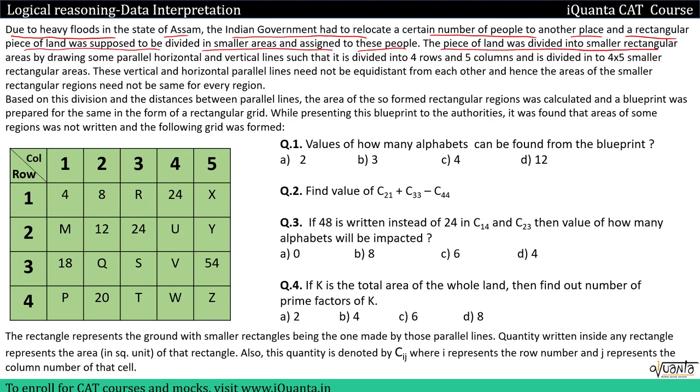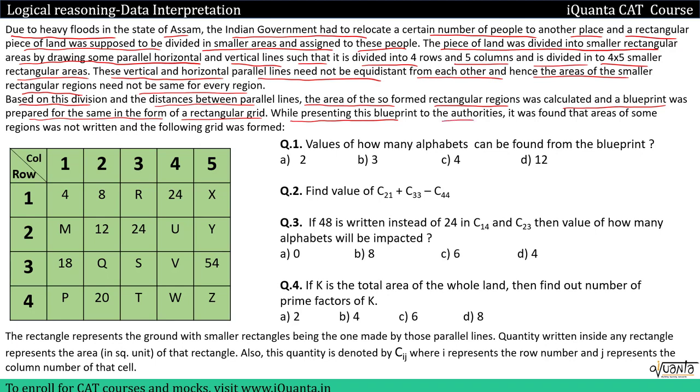The piece of land was divided into smaller rectangular areas by drawing some parallel horizontal and vertical lines such that it is divided into 4 rows and 5 columns, that is 4 cross 5 smaller rectangular areas. These vertical and horizontal parallel lines need not be equidistant from each other, and hence the area of the smaller rectangular regions need not be the same for every region. Based on this division and the distance between the parallel lines, the area of the so formed rectangular regions was calculated and a blueprint was prepared for the same in the form of a rectangular grid.